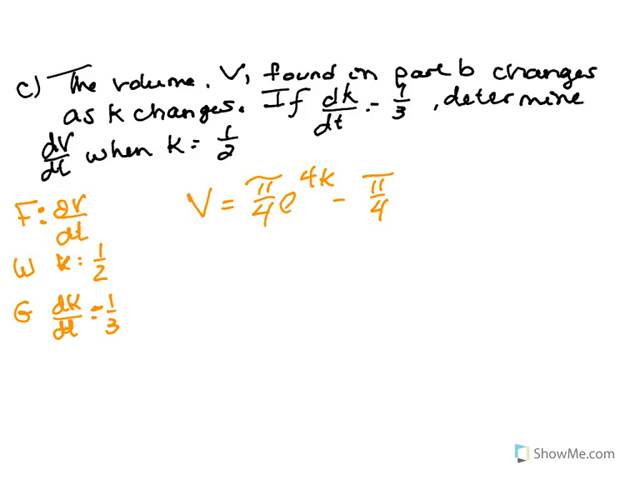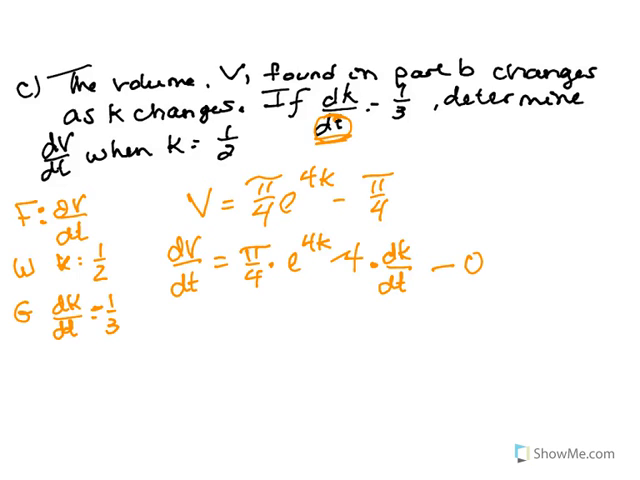So now what we need to do is take a derivative. The derivative of v, dv dt. The derivative of our next term is going to be pi over 4 times e to the 4k times 4. But don't forget that we are taking a derivative with respect to time, so we need to do times dk dt. And then minus, and the derivative of pi over 4, which is just a constant, so that derivative would just be 0.